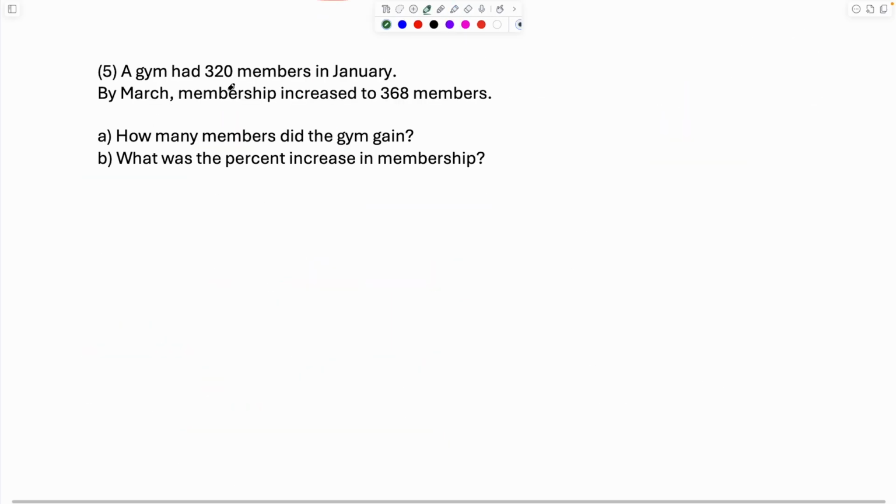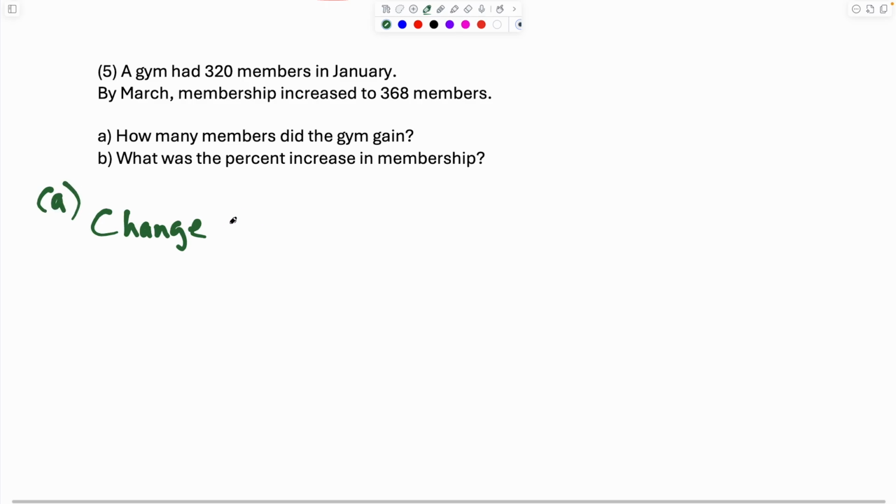Question 5: a gym had 320 members in January. By March, membership increased to 368 members. For part A, how many members did the gym gain? And part B, what was the percent increase in membership? So part A is asking us to find the change. Okay, so we're going to find the change, and I'll label this over here for part A.